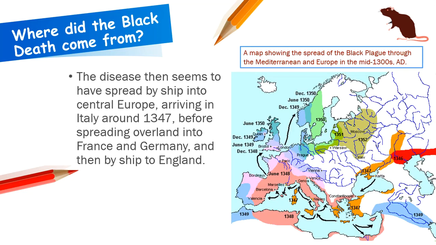The disease then seems to have spread by ship into Central Europe, arriving in Italy around 1347, before spreading overland into France and Germany, and then by ship to England. So there's a map on our screen there that we can see showing the spread of the Black Plague through the Mediterranean and Europe in the mid-1300s AD.